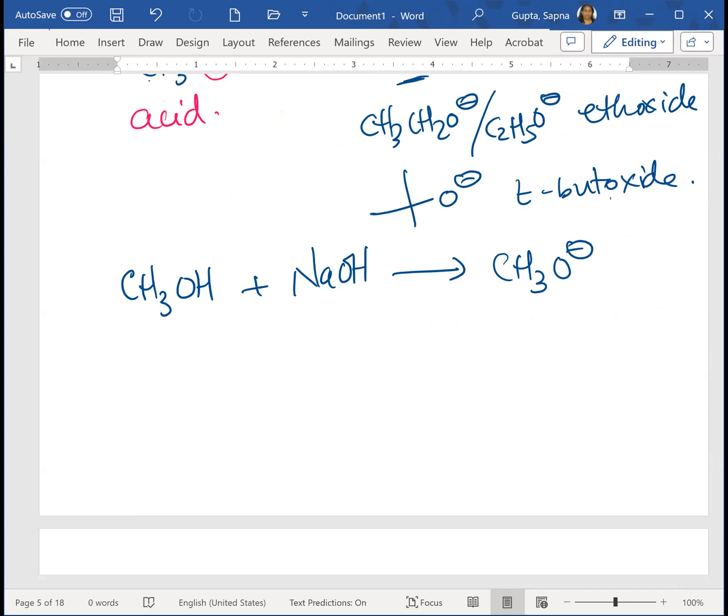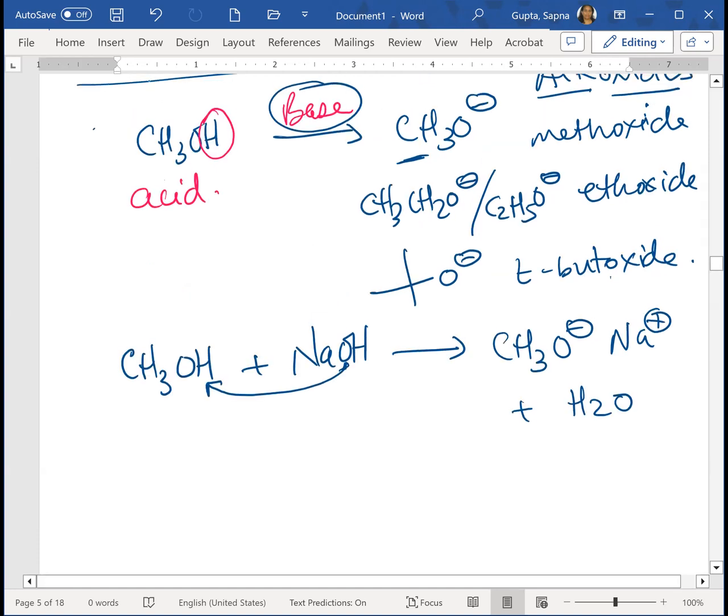So you abstract a proton. Now you know how to do this, so you draw this arrow. The O of the hydroxide is going to pick up that proton. So you have CH3O minus, you have the counter ion, which is the sodium ion, and you also make water. This is called sodium methoxide. If you wanted to name it, it would be called sodium methoxide, just like any ionic salt.